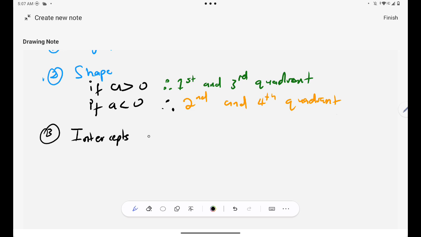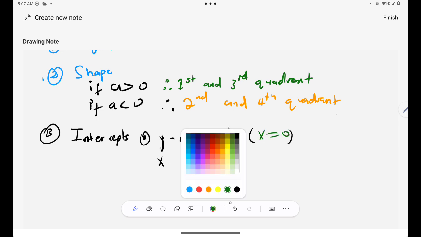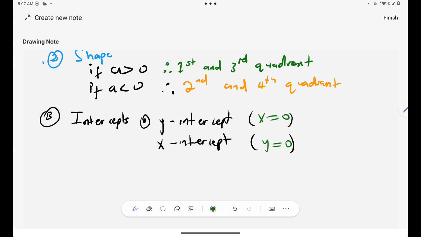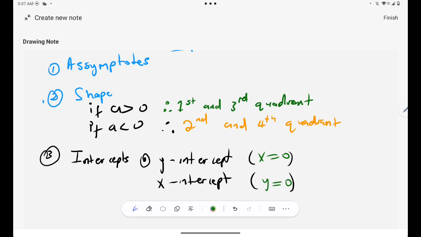The intercepts. Number one, you have the y-intercept. For the y-intercept, I don't care what graph you're dealing with, just know that x is equal to 0. And for the x-intercept, I don't care which graph you're dealing with, but always know that y is equal to 0. Are you together, guys? After establishing your shape, writing your asymptotes and finding the intercepts, you can therefore draw your graph.